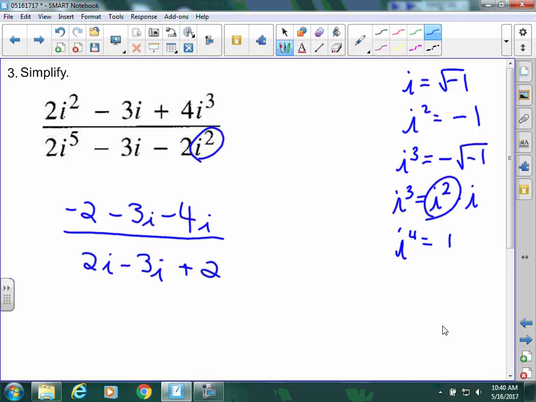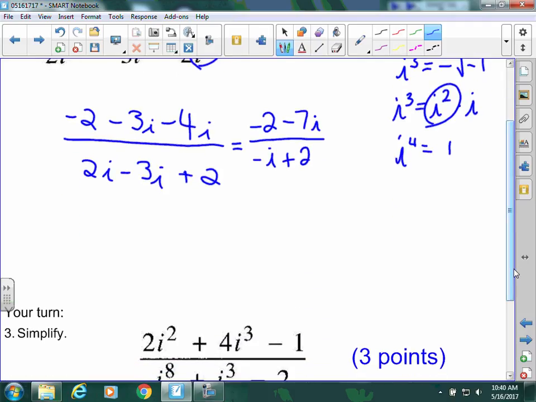Okay? So now, unfortunately we're not done yet. We've got to collect some things. Negative 2. And I got negative 3 and negative 4, that's negative 7i. Okay? And on the bottom, I have positive 2i and negative 3i, so that's negative I. And positive 2. Okay? So this is fine.